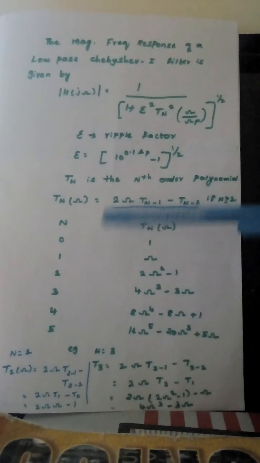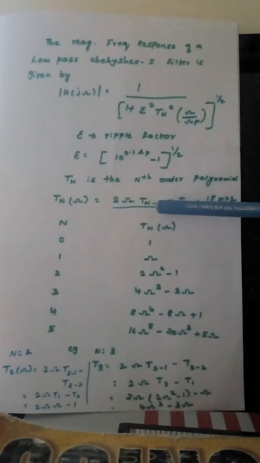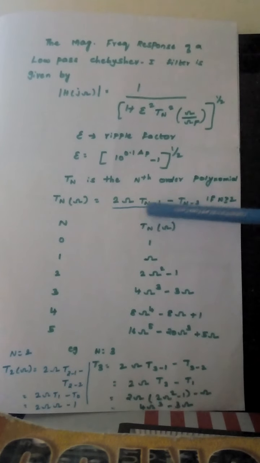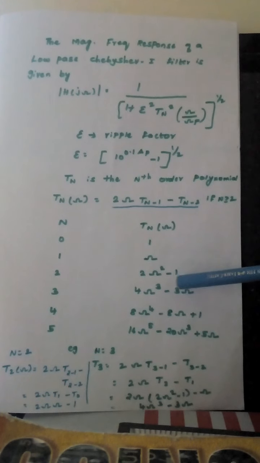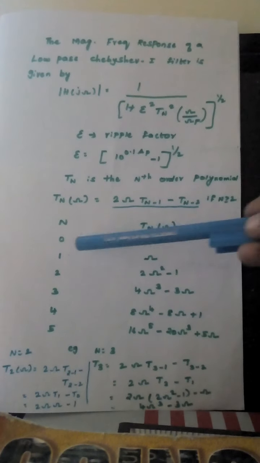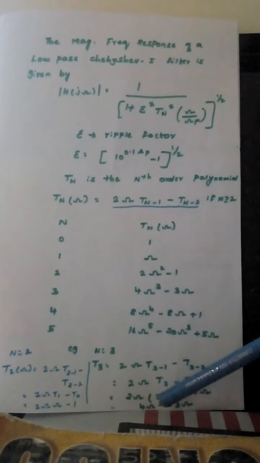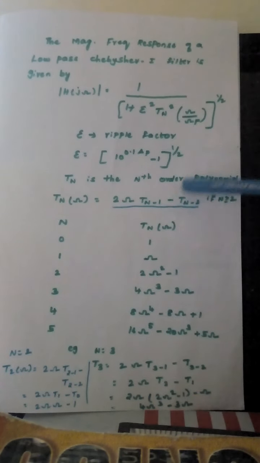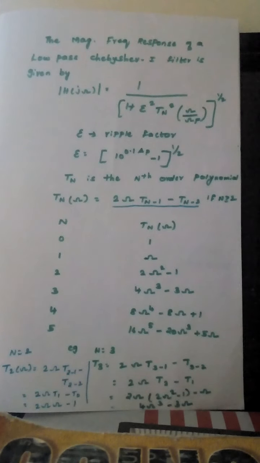Similarly, if you are finding n value as 3, so if you are substituting, T3 of omega, here we'll get 3 minus 1, it is 2, so we'll get T2, and for n value 3 minus 2, here it is 1. So what is T2? T2 value is 2 omega square minus 1, and what is your T1 value? It is omega. So if you substitute here, we'll get 4 omega cube minus 3 omega. So like this we can find out all the values of n here.